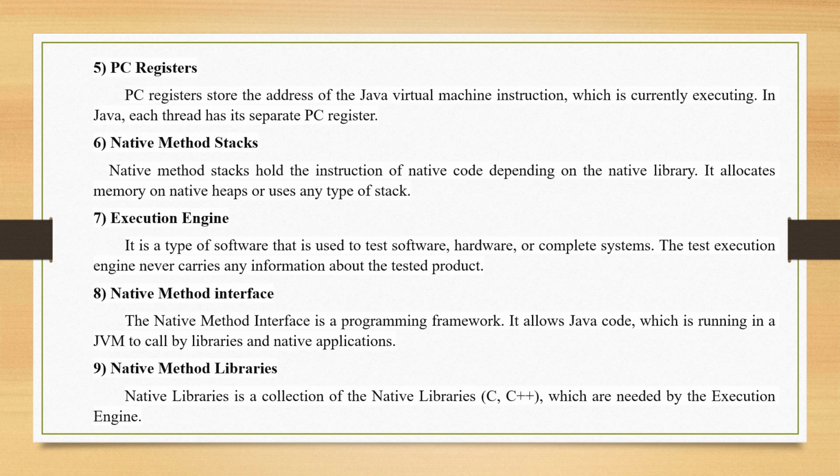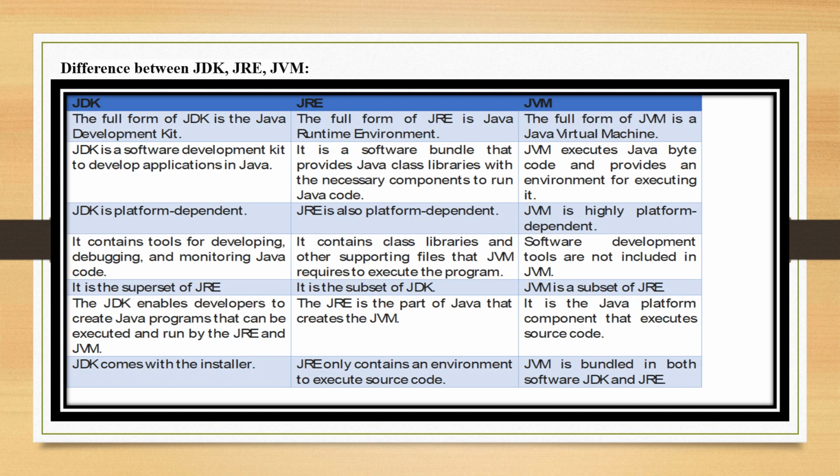Execution engine, type of software used to test the software, hardware, and complete system, which never carries any information about the tested product. Native method interface is a programming framework. It allows the Java code which is running in a JVM to call the libraries and applications. The native method library is a collection of native libraries, C and C++, which are needed by the execution engine. Then these are the differences between JDK, JRE, and JVM.